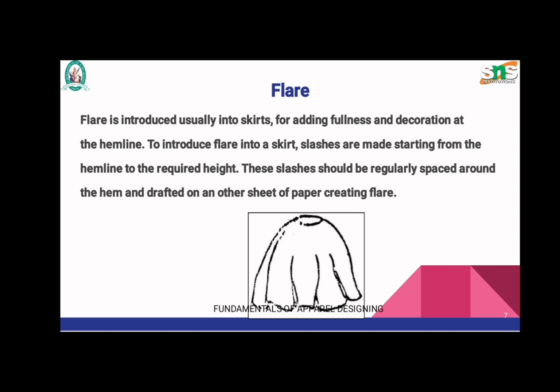Next, the flowers. Flowers are introduced usually into skirts for adding fullness and decoration at the hemline. To introduce flowers into your skirts, slashes are made starting from the hemline to the required height. These slashes should be regularly spaced around the hem and drafted on another sheet of paper, creating flowers, so that we can use a circular type of fabric and make slashes over the hemline at the needed spaces. By that we can create flowers in a garment. It is a decorative finish too.